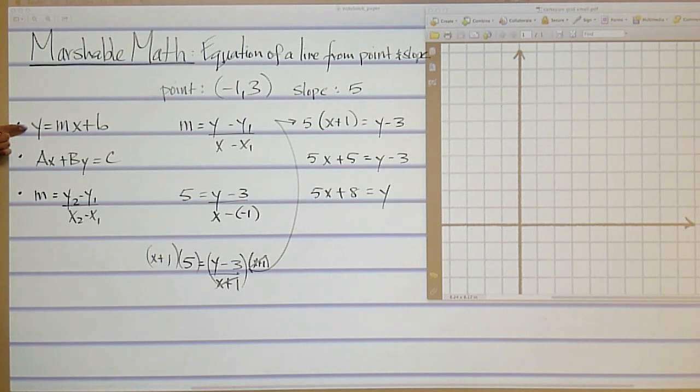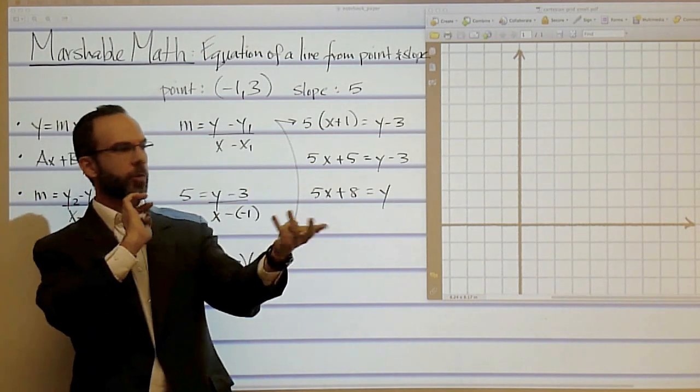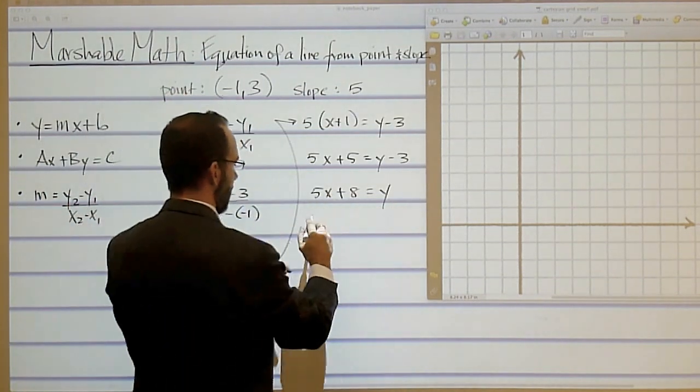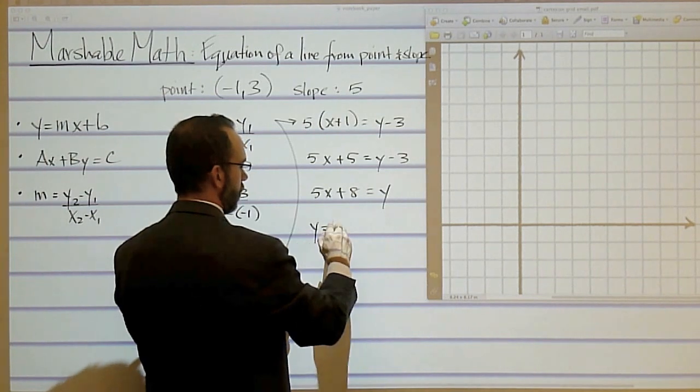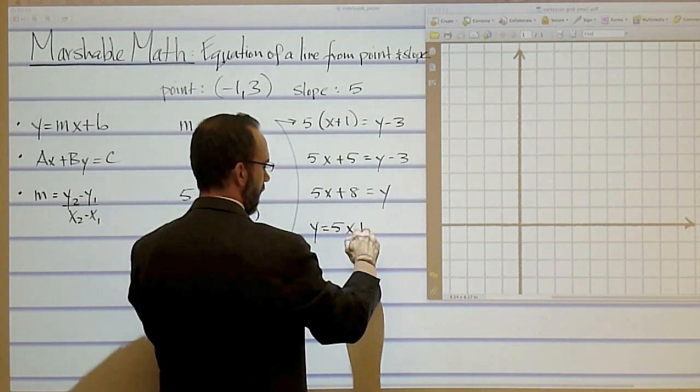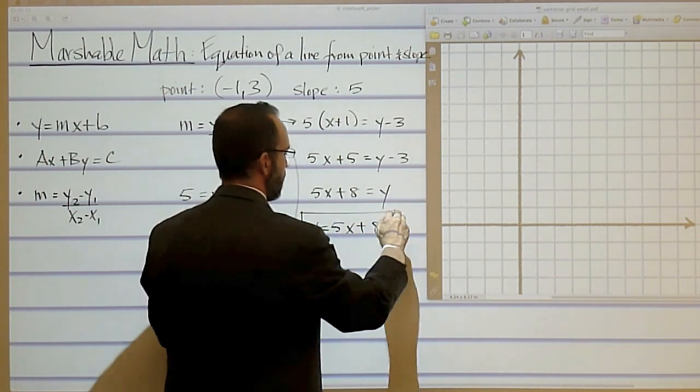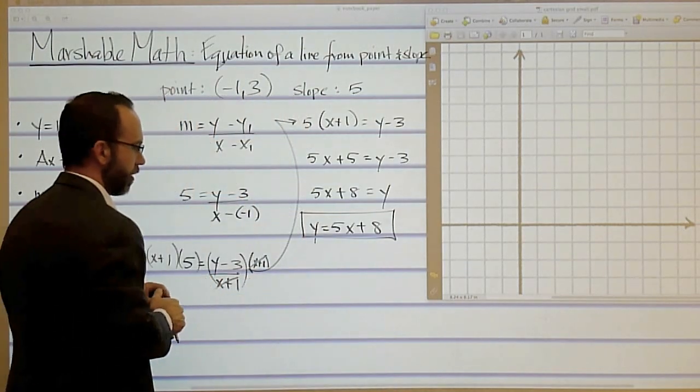That's almost the same as this one here. Notice that the mx and the b are on opposite sides, so let me just spin the whole equation around. Just transfer everything, and I would say then y is equal to 5x plus 8. There's my equation in slope-intercept form.